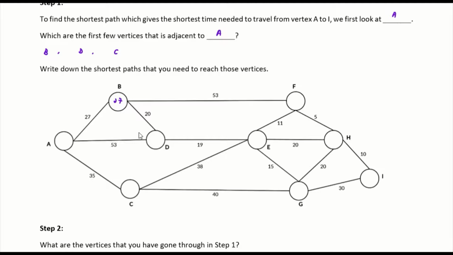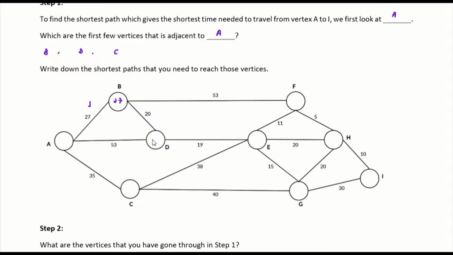Okay, so I'm just going to show you one color, then at the end you will realize that it's just the same thing. So 27, this is where you take. Now when you look at D, you realize that there are two ways you can take: A to D, or A, B, D. In this case, because this is 27 and this is 20, when you add them up together, you only get 47, which is less than 53. So instead of going through here, you go through A, B, and D.